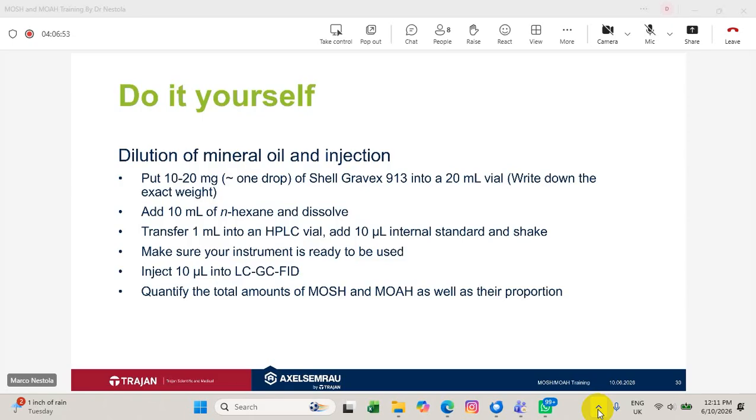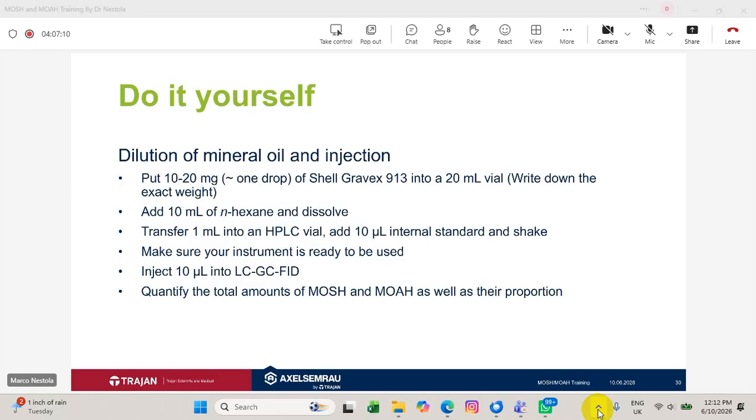From that solution, after mixing, we are transferring 1 milliliter into a small HPLC vial. And we are additionally adding 10 microliter of the stock solution of our internal standard. Up to there, any questions?